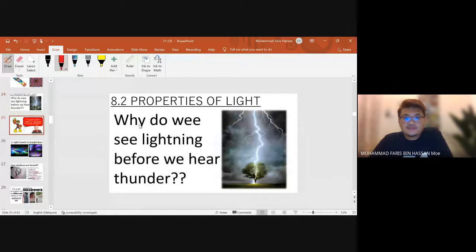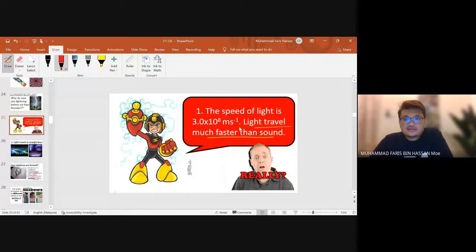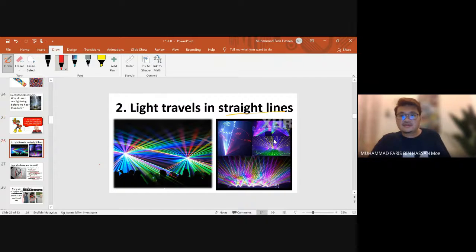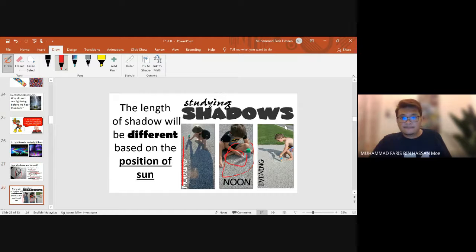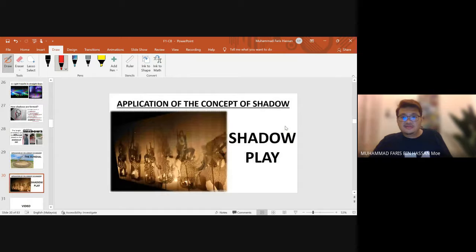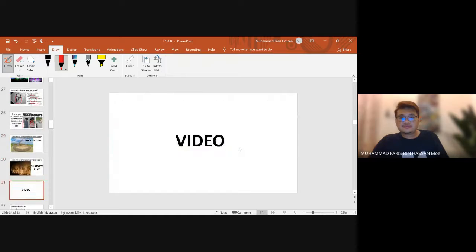So actually, the properties of light are, first, the speed of light is around 3.0 times 10 to the power of 8 meters per second. And here we can see that light travels much faster than sound, and light travels in straight lines. From the properties of light, we can see how shadows are formed. Okay, this is the application of the concept of shadow, like shadow play and the sundial.